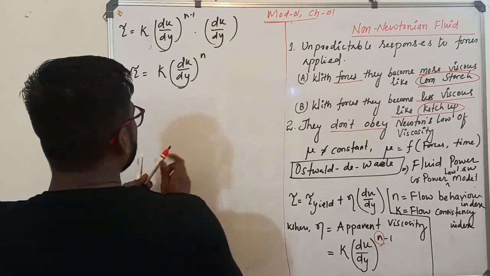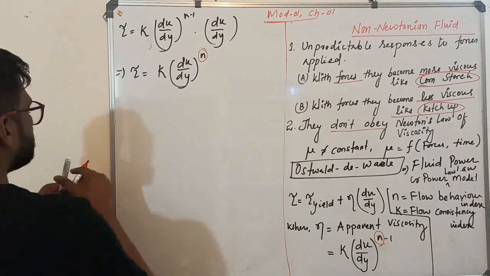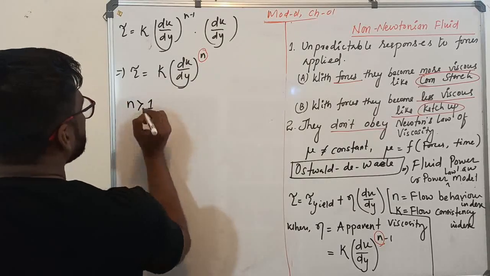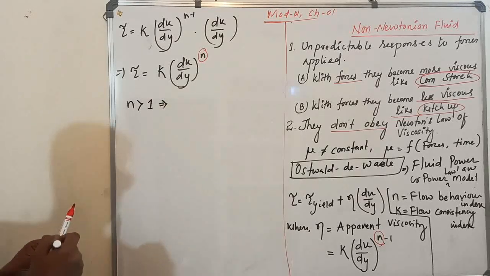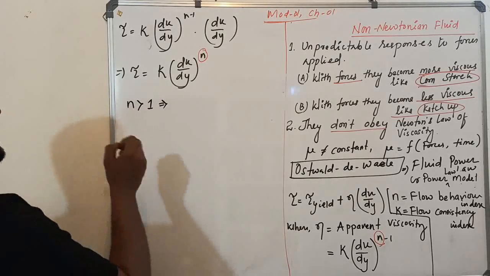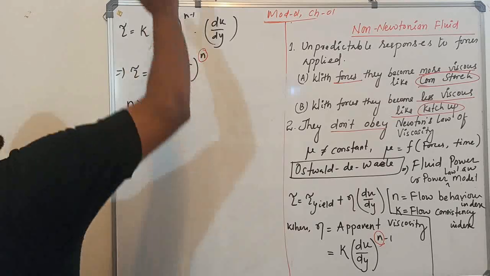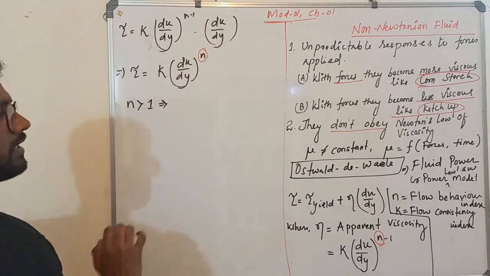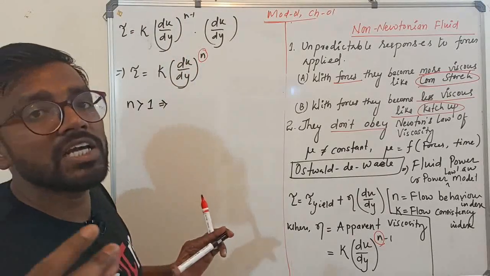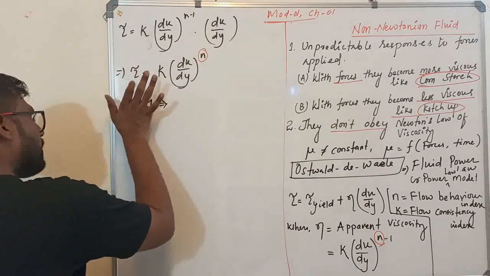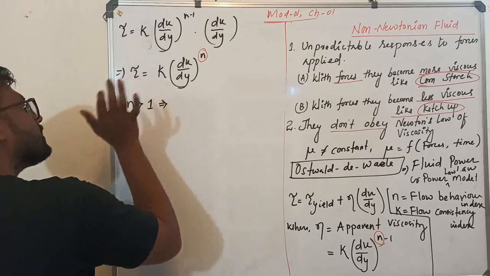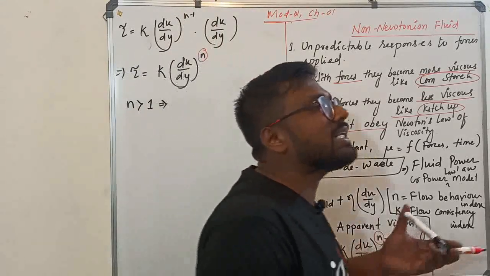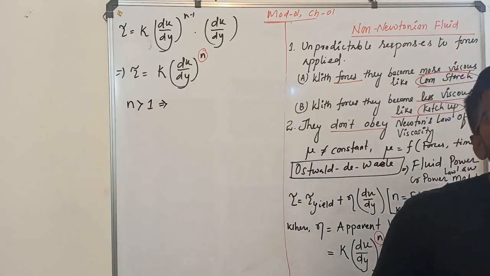Now you tell me what happens when n is greater than 1. Suppose for a fluid n is greater than 1, what will happen? If n is greater than 1, the value of tau increases. If it increases the value of tau, it means more viscosity. So when you apply the shear, what happens to the viscosity? Viscosity increases.